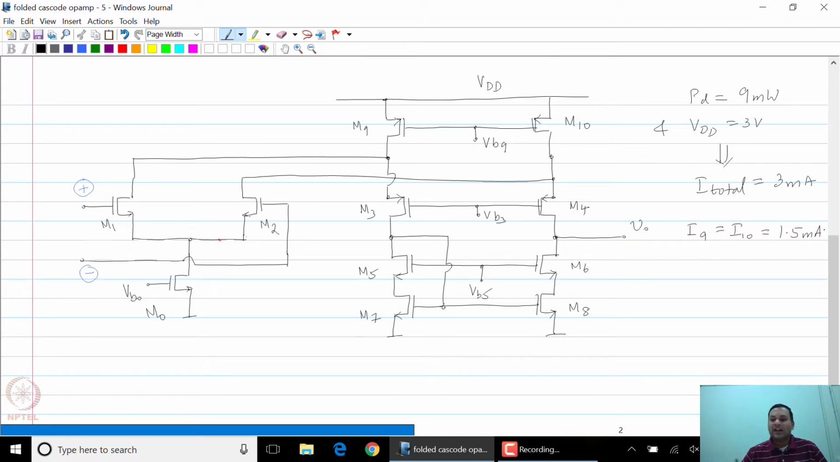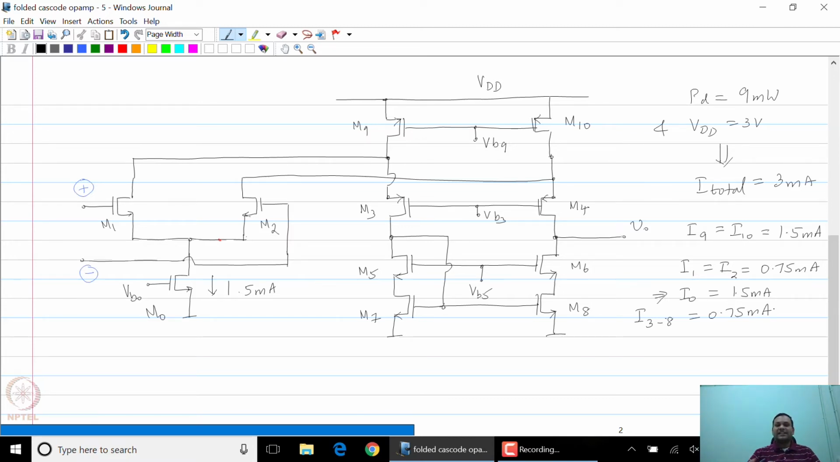So once we have decided this, we now need to decide how much of this is going to go into the different paths. So let us say that we are going to divide the current equally between the two paths. So let us say this path is going to have 1.5 milliamps of current. In other words, these two, I1 and I2, are going to be 0.75 milliamps each, and I0 is clearly 1.5 milliamps, and of course then I3 to I8 are all going to have 0.75 milliamps each.